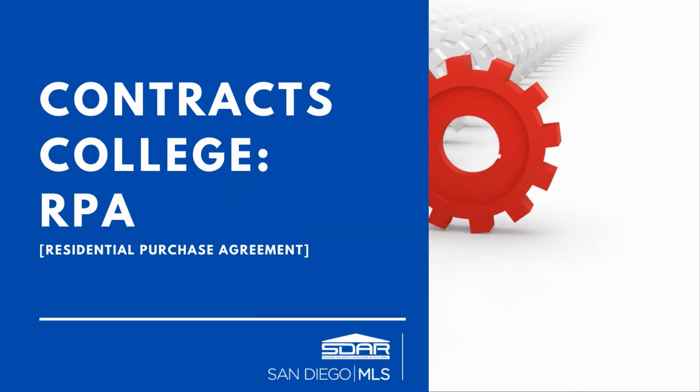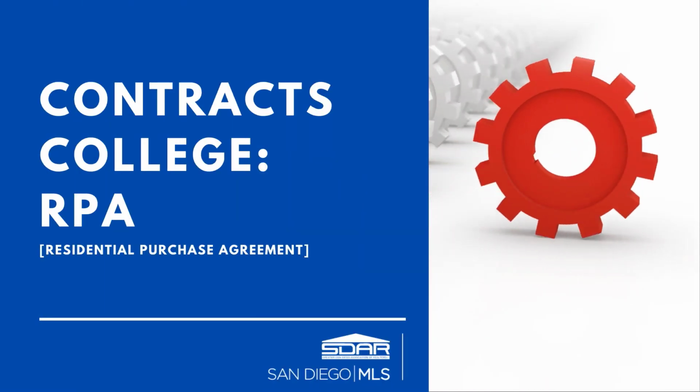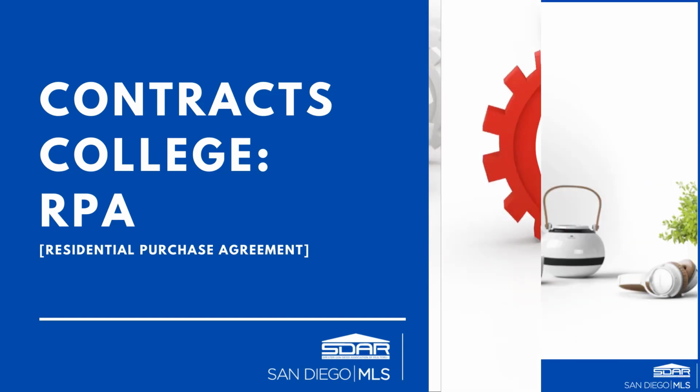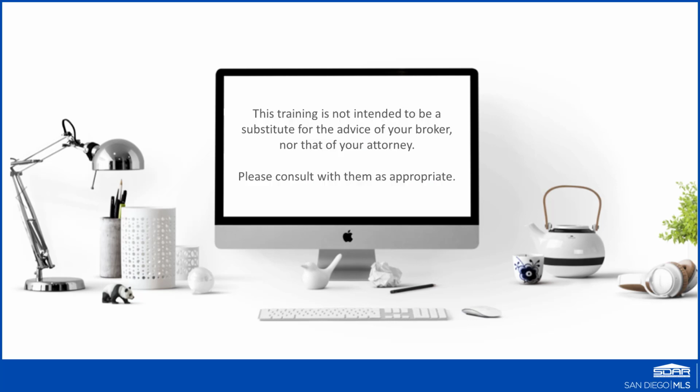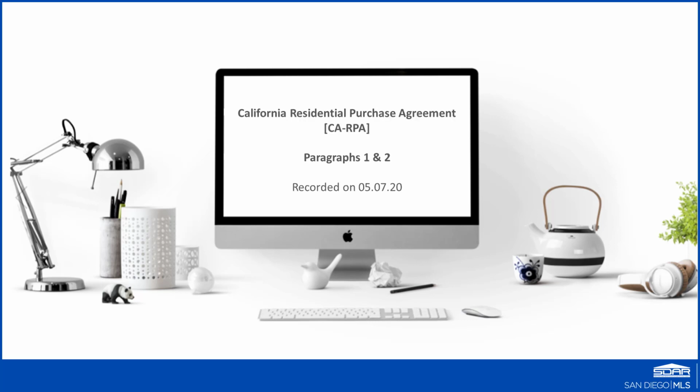The California Residential Purchase Agreement form is the cornerstone of every successful real estate transaction in the state of California. In this training video, we will review how to properly complete and use the RPA form step by step to better serve and protect yourself and your clients. This training is not intended to be a substitute for the advice of your broker, nor that of your attorney. We will cover paragraphs 1 and 2.